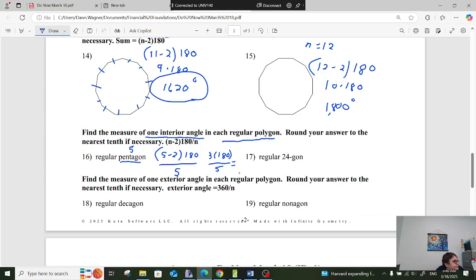Oh no, it's not 72. It's 108. The exterior angle is 72, because together they have to equal what? 180. See how it all fits together? Okay. So this is 108. Everybody agree? 24 gone. That's easy. I didn't have to look that vocabulary up. What's N? N is 24.